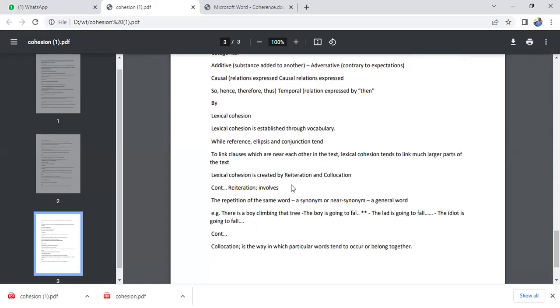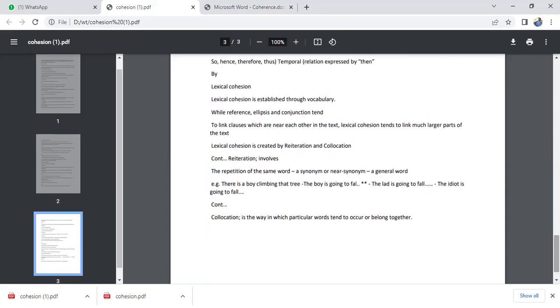Lexical cohesion is created by reiteration and collocation. What is reiteration? It involves the repetition of the same word, a synonym or near synonym, a general word. For example, if the author is discussing an idea and he is using a synonym for that word in the upcoming paragraphs, he is connecting one paragraph with another one. So lexical cohesion is the cohesion where we link larger parts of a text. And collocation is the way in which particular words tend to occur or belong together.